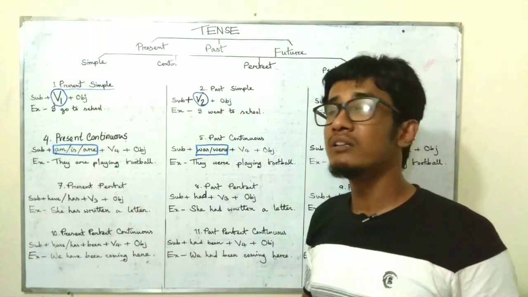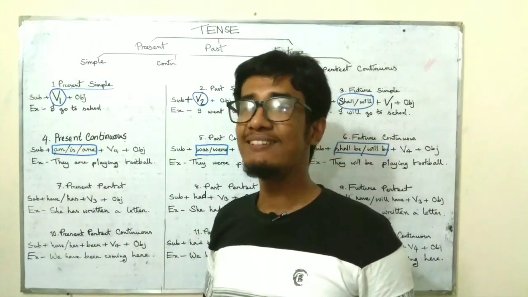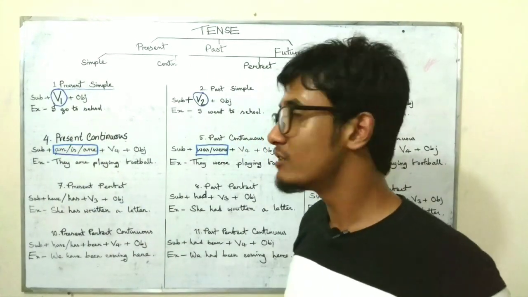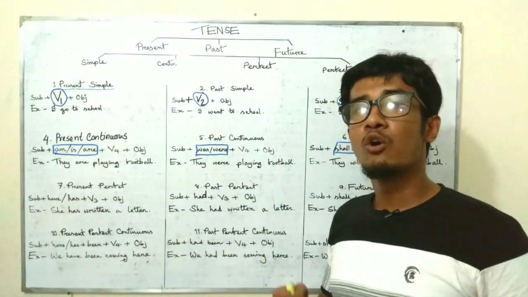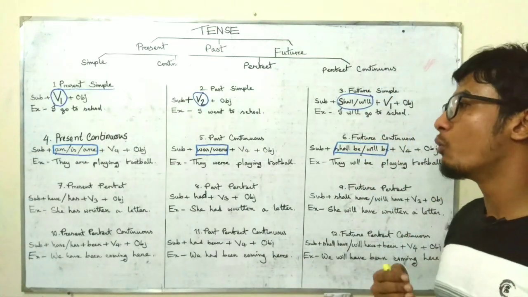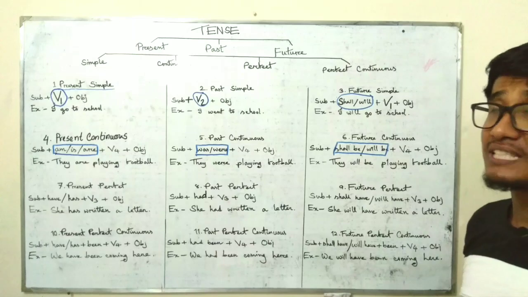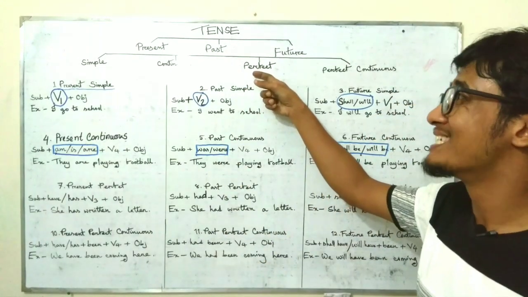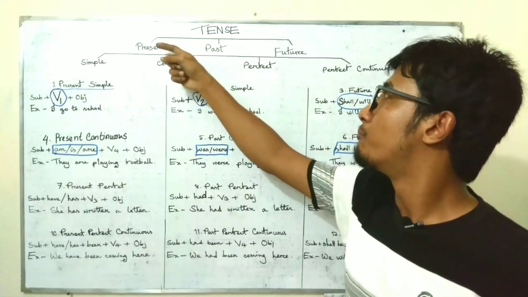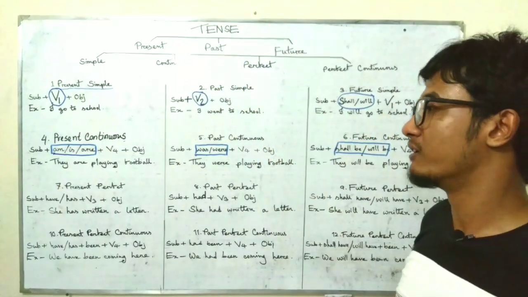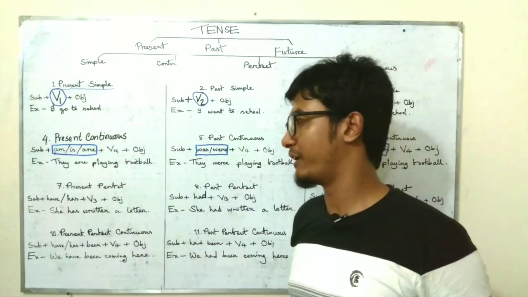Only you have to remember the auxiliary verbs we use in continuous tenses. In present continuous, am, is, are. In past continuous, was, were. And in future continuous, shall be or will be. So continuous is done. Let's move on to perfect. Perfect has three forms. Similarly, present perfect, past perfect, and future perfect. So let's begin with present perfect.